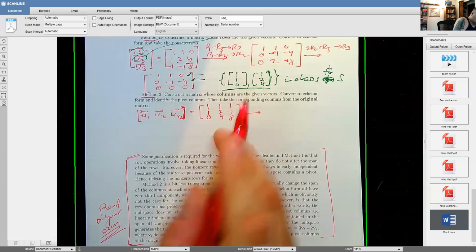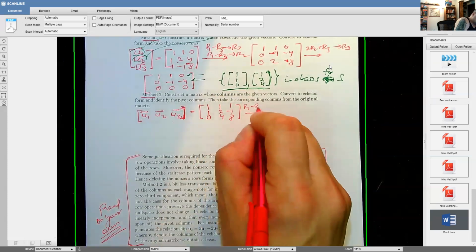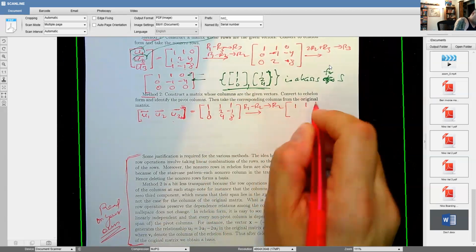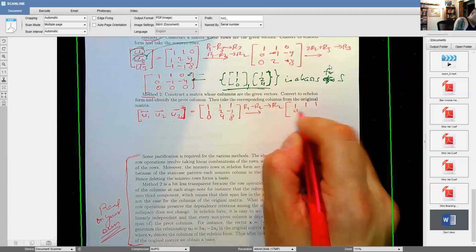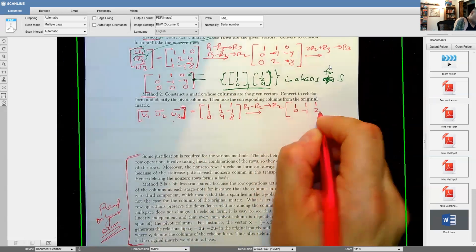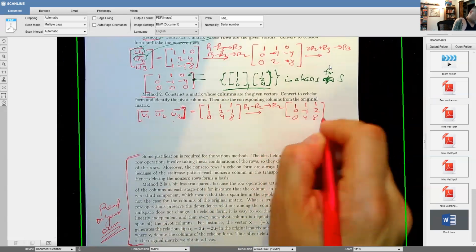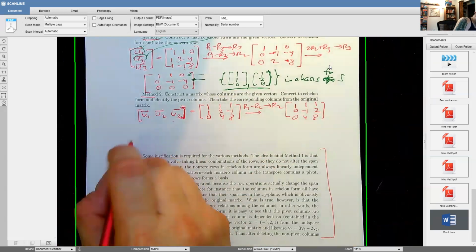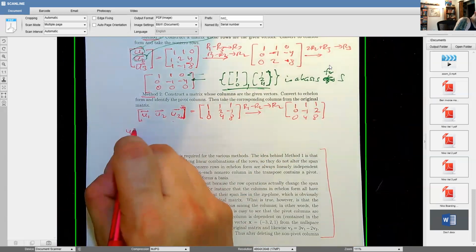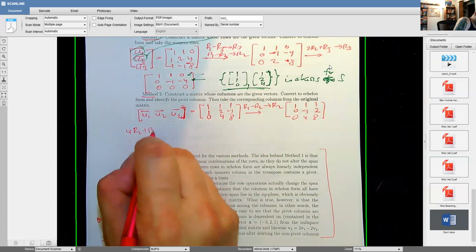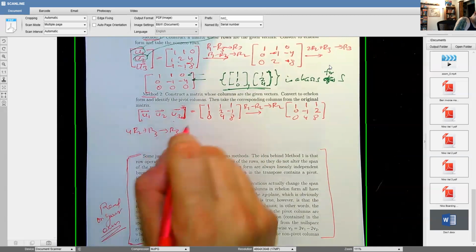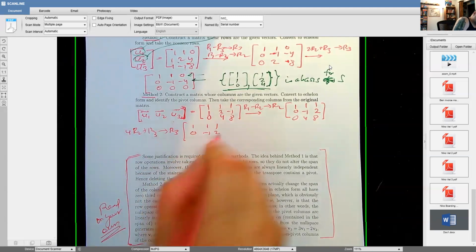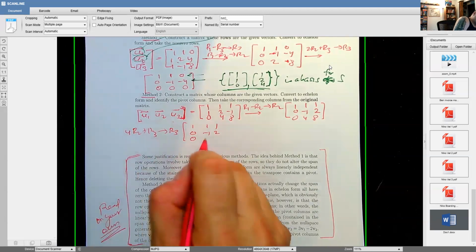So I want a 0 here. So subtract R1 minus R2 and put it into R2. And that'll give me 0, -1, 2. The last row didn't change. And then I want to put a 0 there. And so I'm going to multiply R2 by 4, add it to R3 and put it into R3. And that gives us still 1s across the top. That row stays the same, but now I get a 0 row.